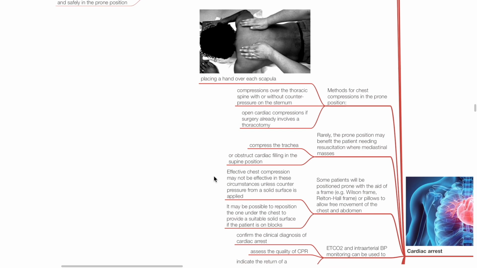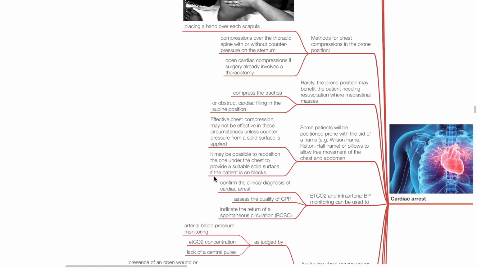in the supine position. Some patients will be positioned prone with the aid of a frame, such as the Wilson frame or Welton Hall frame, or pillows to allow free movement of the chest and abdomen. Chest compressions may not be effective in these circumstances unless counter pressure from a solid surface is applied. It may be possible to reposition the frame under the chest to provide a suitable solid surface if the patient is on blocks.